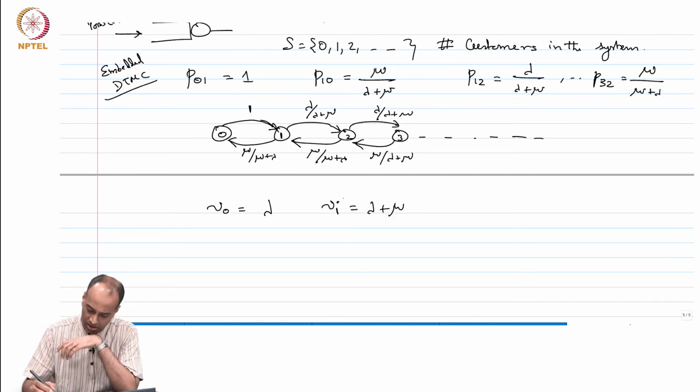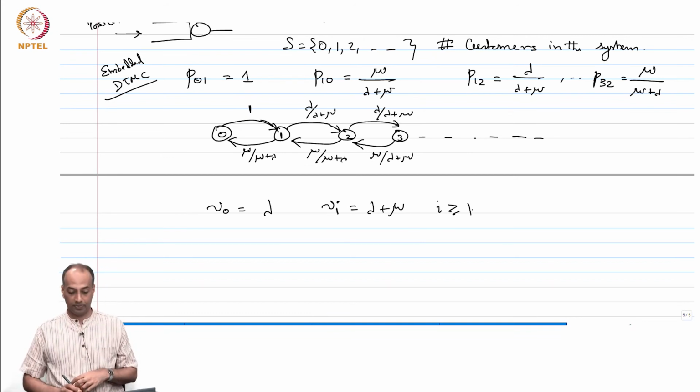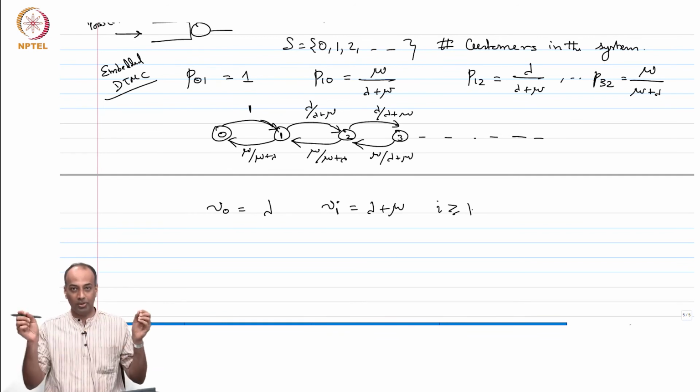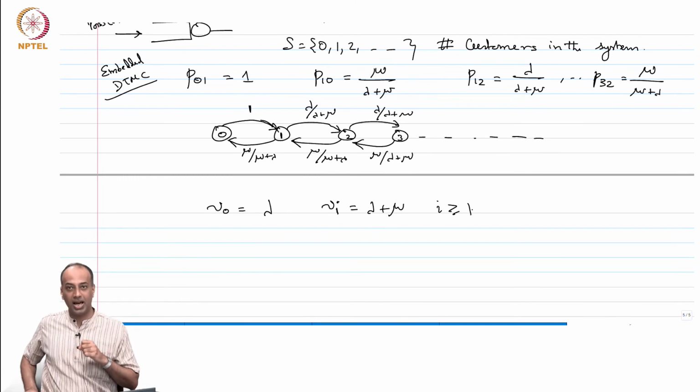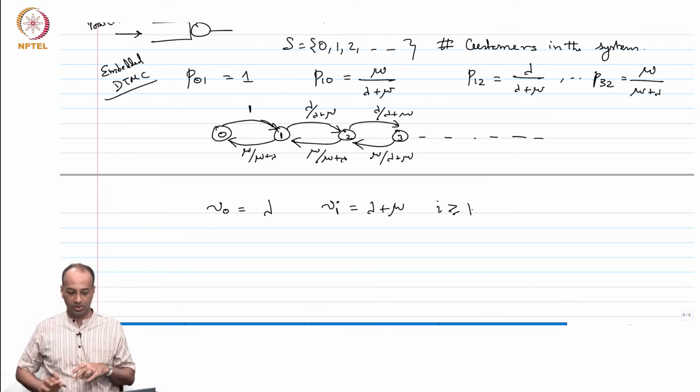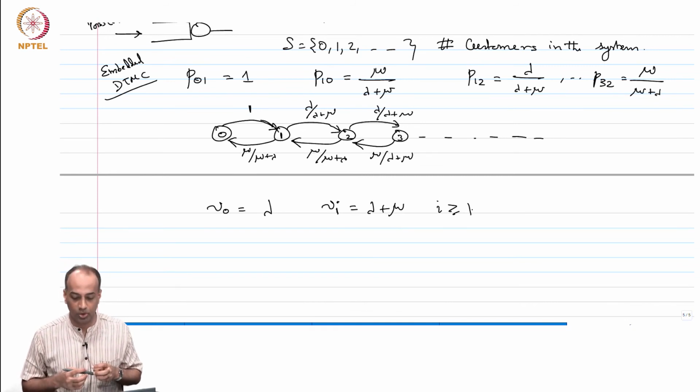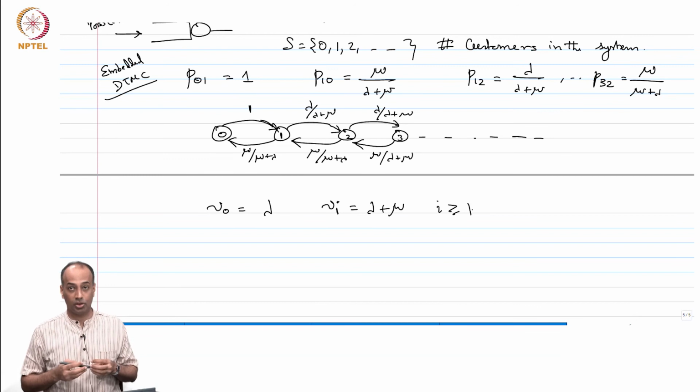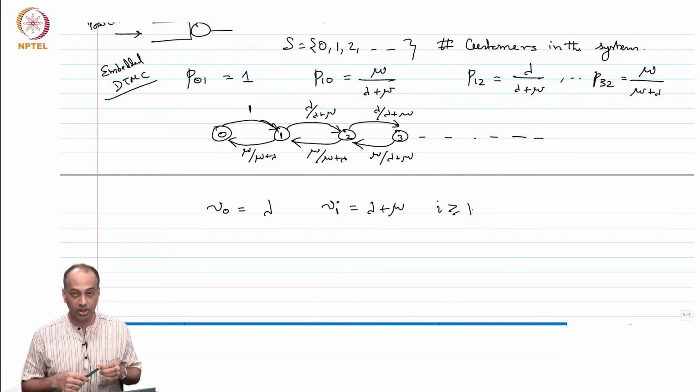In fact, you can argue that nu i is equal to lambda plus mu for all i greater than or equal to 1. In the first state alone I am waiting for the lambda exponential to fire, waiting for an arrival. In all other states I am waiting for either an arrival or the service to complete. So, there are two competing exponentials. So, nu i is lambda plus mu, okay. So, I have completely specified the CTMC corresponding to an MM1 queue: this is the embedded Markov chain and these are the nu i's, okay. I hope this example is clear.